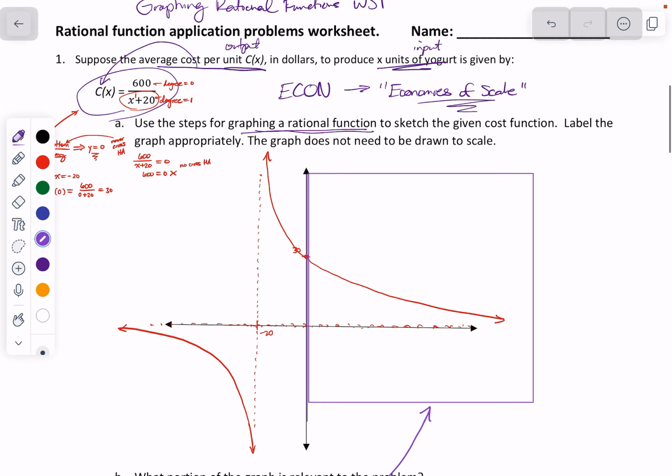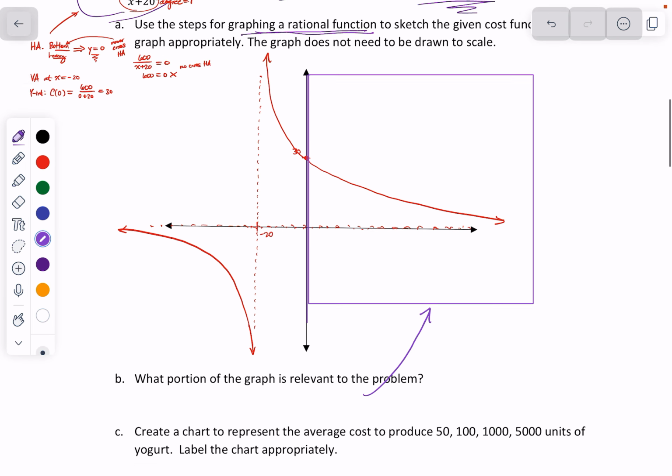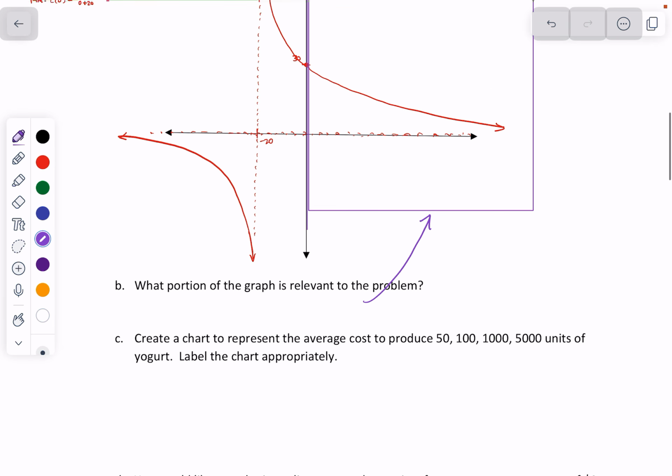Because think about it. X represents units of yogurt. And units, that means X has to be some sort of positive, greater than or equal to 0. It's the only thing that makes sense. You can't sell -2 units of yogurt. All right, so we're just going to use that right side.